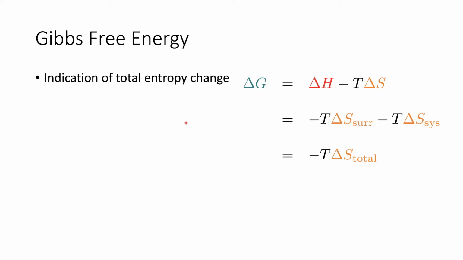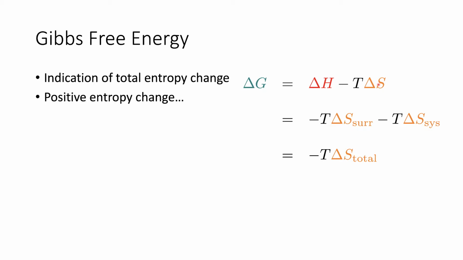So going back to the Gibbs energy. Remember we said it's an indication of the total entropy change of a system. So we have our delta H is equal to minus T delta S for the surroundings. Okay, so that accounts for the entropy change of the surroundings via the Clausius inequality, and the T delta S of the system. So the Gibbs energy change of the system reflects the overall entropy change in the entire system and the surroundings together.